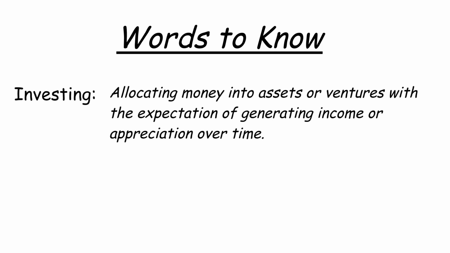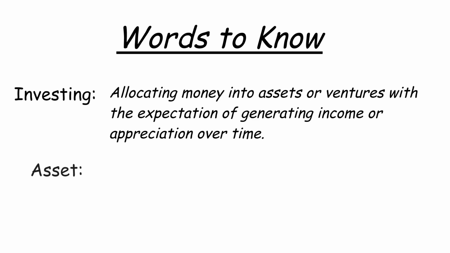I asked AI to define investing, and it gave me this definition: the act of allocating money into assets or ventures with the expectation of generating income or appreciation over time. So, what does that mean? It means you can put up money today into something, hoping that it will generate you future income that is more than what you initially put into it.